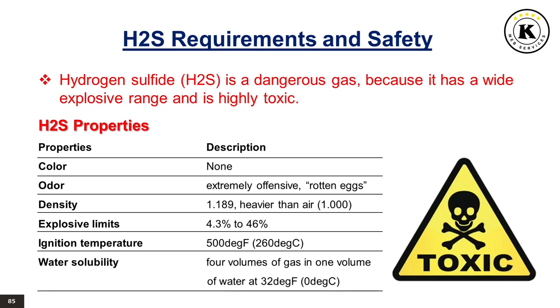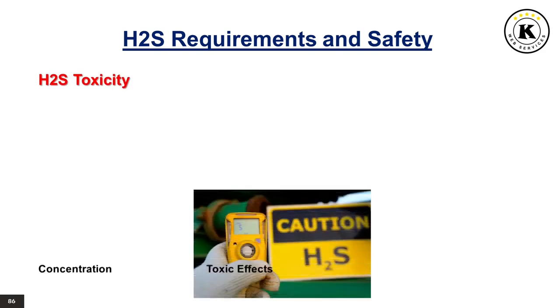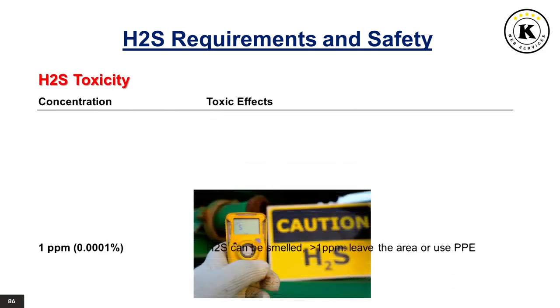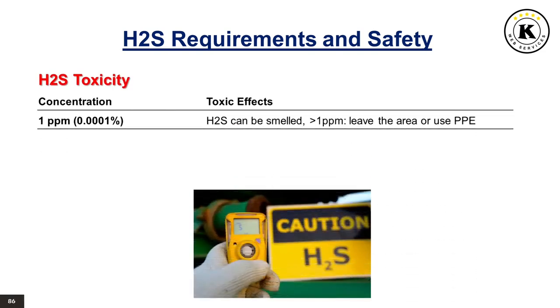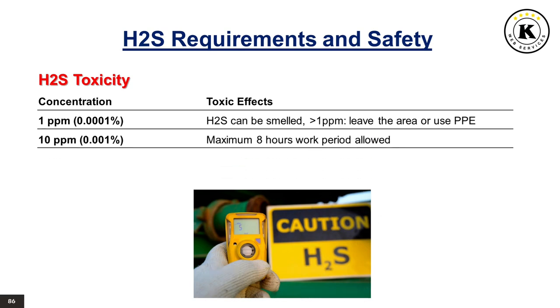Water solubility: four volumes of H2S gas are soluble in 1 volume of water at 32 degrees Fahrenheit, or 0 degrees Celsius. H2S toxicity. At 1 ppm concentration, or 0.0001%, H2S can be smelled. If more than 1 ppm, leave the area or use PPE. At 10 ppm concentration, or 0.001%, a maximum 8 hours work period is allowed.